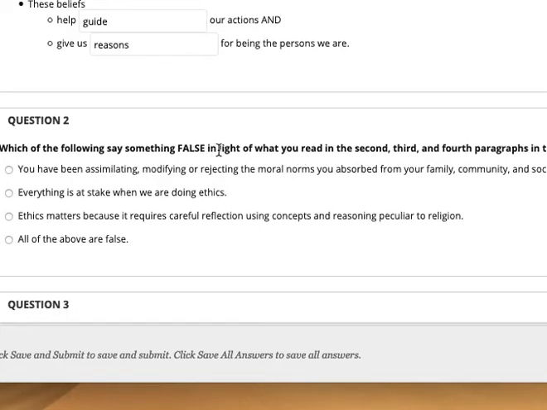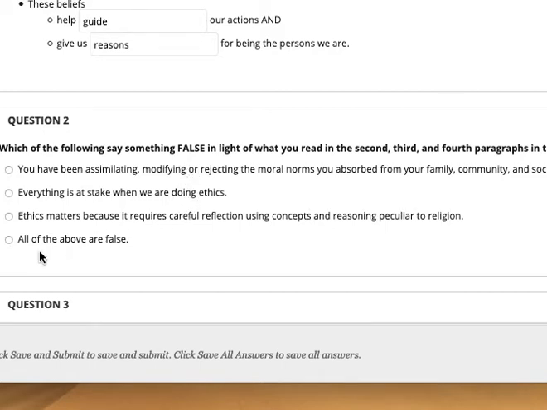Which of the following say something false in light of what you read in the 2nd, 3rd, and 4th paragraphs in the reading? So this means that given that I'm pointing you to the 2nd, 3rd, and 4th paragraphs, I'm looking for big ideas. And chances are that I've pulled a statement that either aligns with the given paragraph or does not align with the given paragraph. So you want to get the big ideas, but you still have to look at those paragraphs again for a second time. You're looking for something that is false. That means that at least it could be that only one of these is false, but notice what I have here.